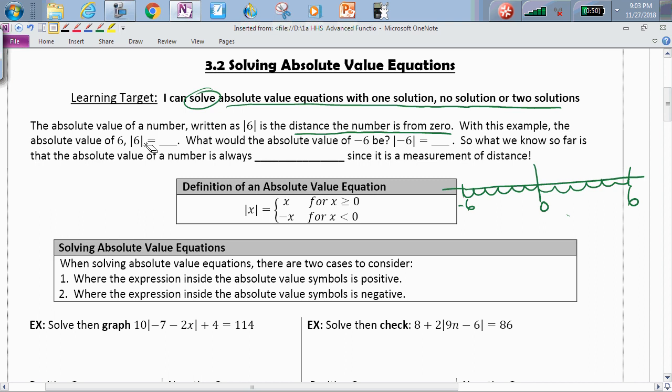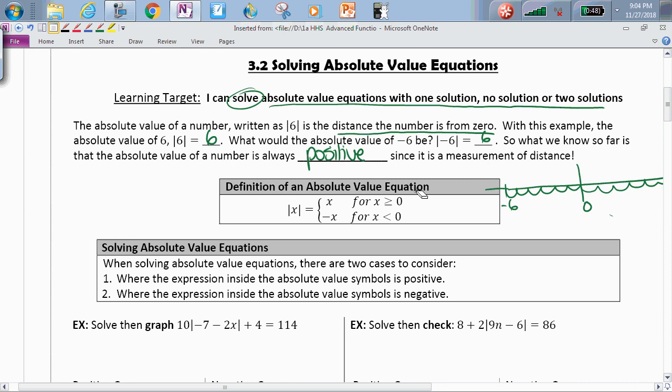With this example, the absolute value of 6 is going to be positive 6 because it's the distance from 0. And the absolute value of negative 6, again, is also 6 because it's the distance from 0. How far is negative 6 from 0? How far is positive 6 from 0? So what we know so far is that the absolute value of a number is always positive since it is a measurement of distance.